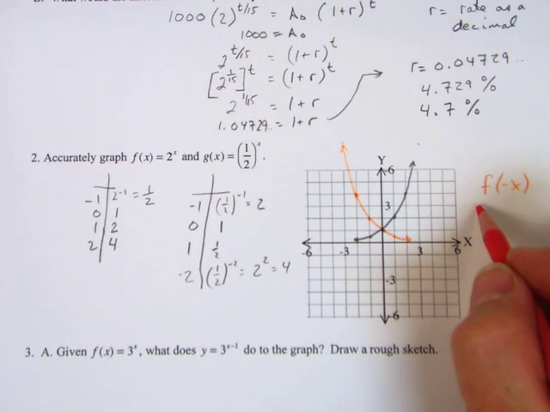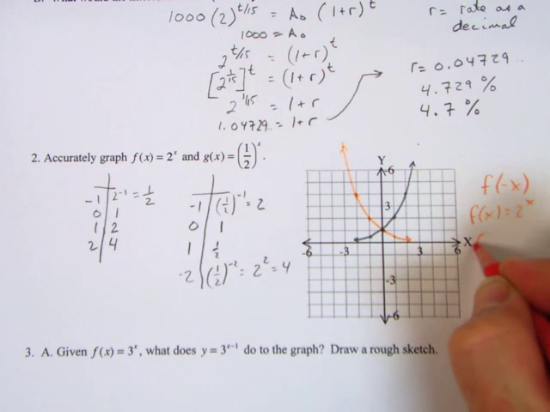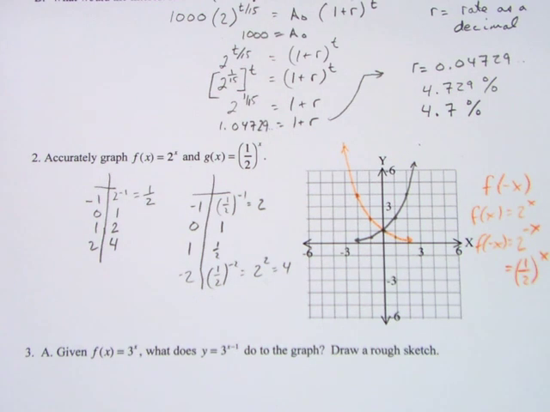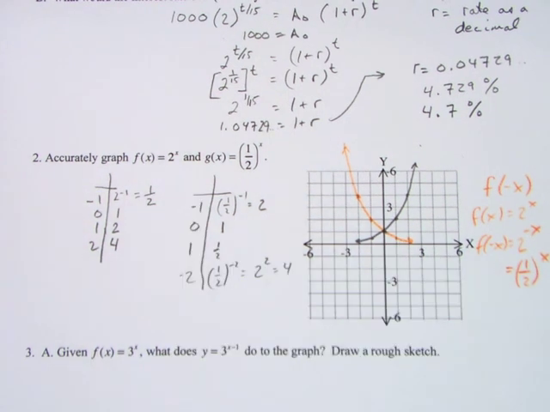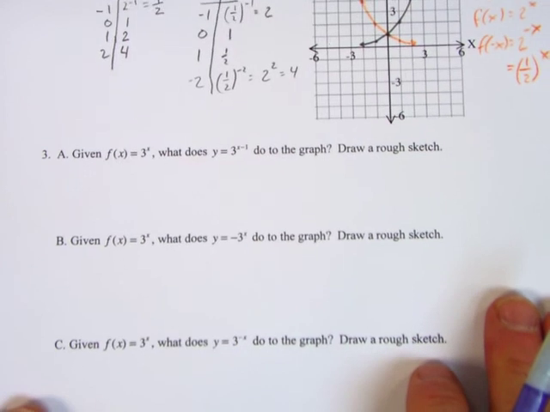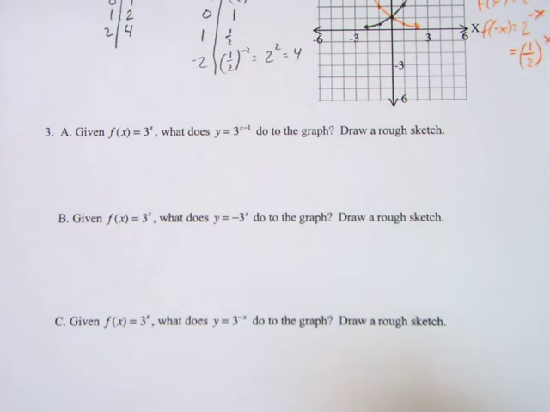Well, let's take a look. If f of x equals 2 to the x, f of -x equals 2 to the -x, which is the same as 1/2 to the +x. And so these two graphs are reflections about the y-axis. Here's a little more review from chapter 4. And these are transformations, translations, as well as scale changes. So let's take a look at this thing.